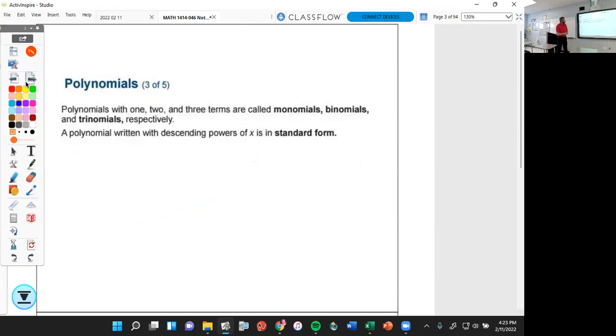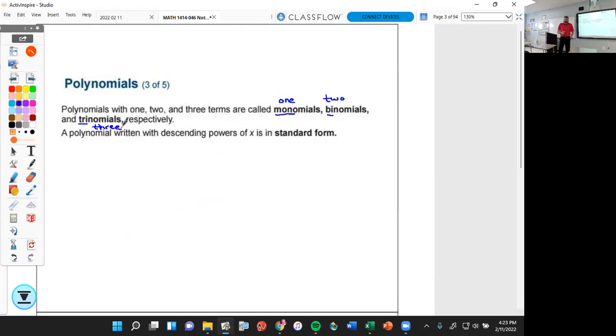If a polynomial only has one term, it's called a monomial, of course, mono meaning one. If it has two terms, it's called a binomial. Just like a bicycle has two wheels, a binomial has two terms. And a trinomial, just like a tricycle, has in fact three terms.